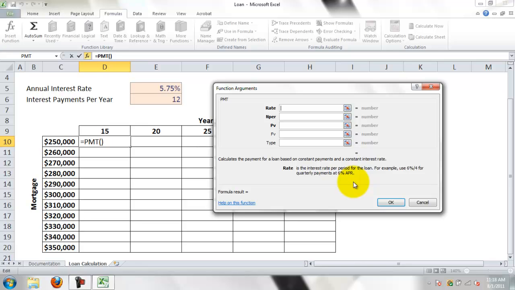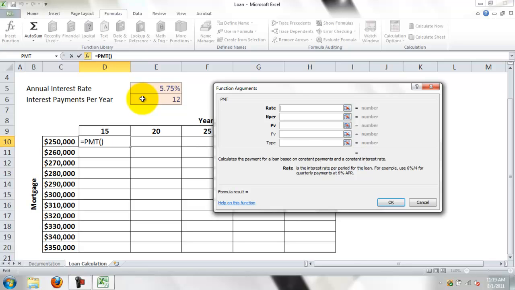So I'm not just going to put in 5.75%, that's my total interest for the year. In this rate argument, I need to put exactly what my interest rate is per period, and I've got 12 payments per year, or 12 periods per year. So I'm going to be putting in 5.75 divided by 12 to get my rate per period, because I'm only calculating the payment for 1 month out of the year, not the whole year as a total. If I was doing that, then I wouldn't have to put this divided by 12.